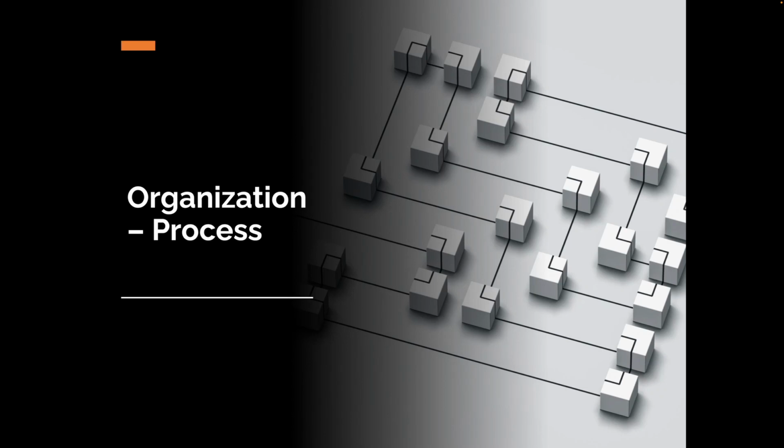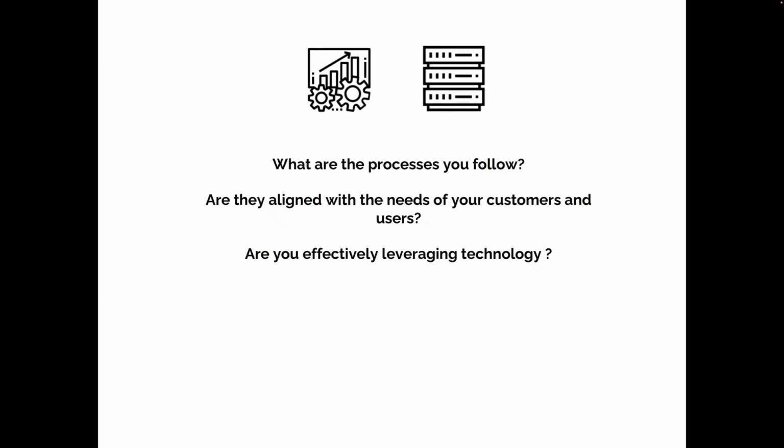So in this session, we'll look at processes that you need in your quality organization and, obviously, as part of your QMS. The questions we'll cover in this session are: what are the processes you need to follow, and are they aligned with the needs of your customers and the end users? And we'll lead into the next session: are you using and effectively leveraging the technology available to make sure the processes you've designed are being executed as effectively and as efficiently as you can?